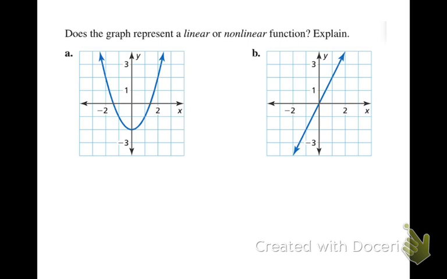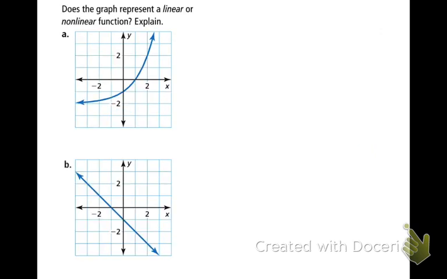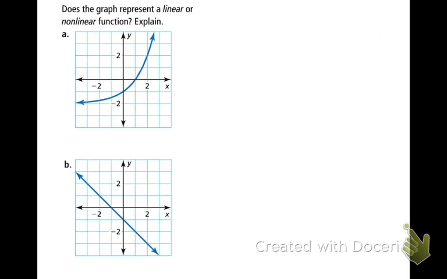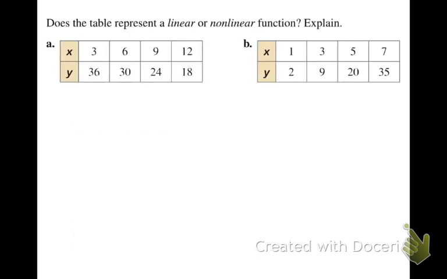Looking at the graph, is it a linear function? No, it's a function, but not a linear function. There's no line. Okay, B, is it a function? Yes. I shouldn't say is it a function. Is it a linear function? Yes, because it has a line. Okay, A, is this a linear function? No. And B? Yes. Okay, question, Amani.